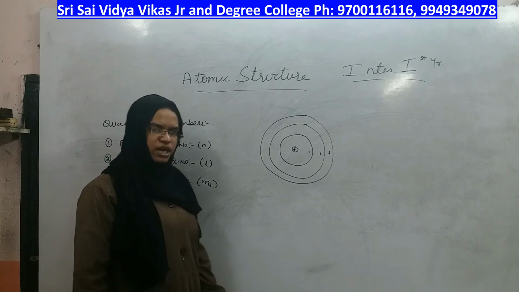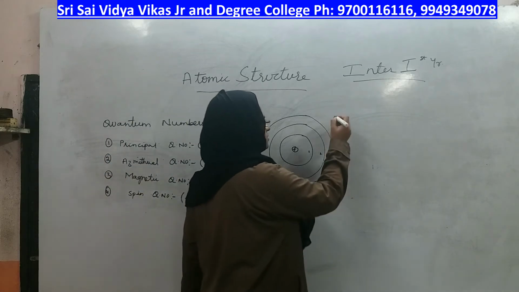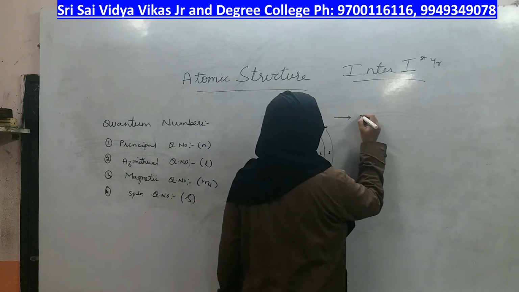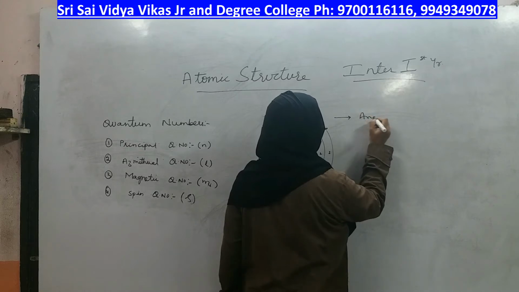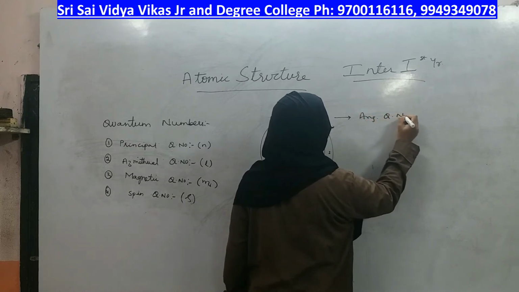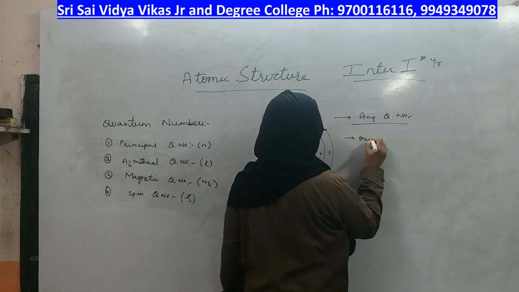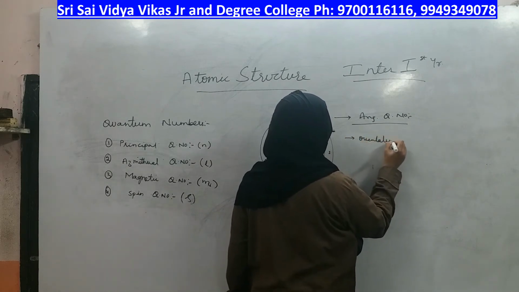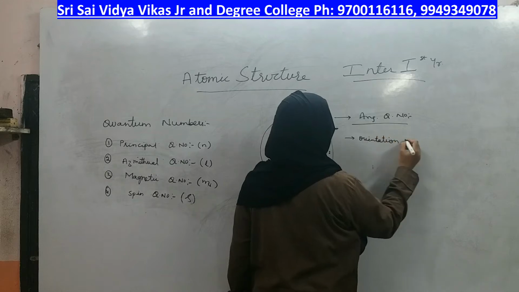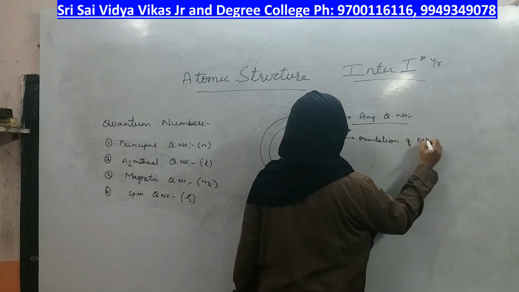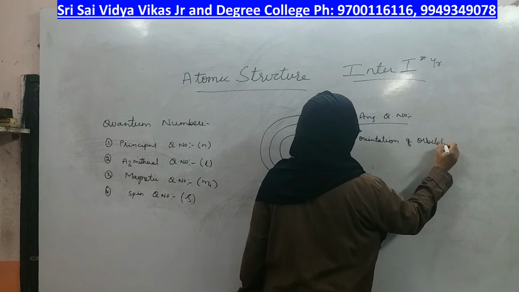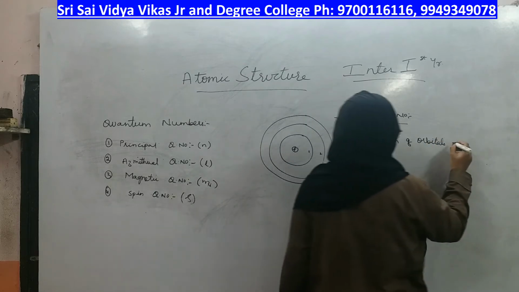Coming to the second type, angular momentum quantum number. Angular momentum quantum number decides the orientation of orbitals in the space.